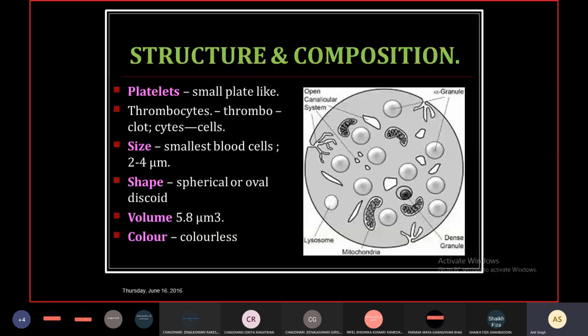They have a circular, or spherical, or discoidal shape. You have seen that the RBC has a biconcave structure, but platelets have a biconvex structure. So they are also circular, but they are biconvex.